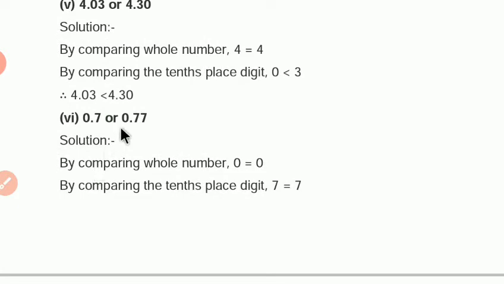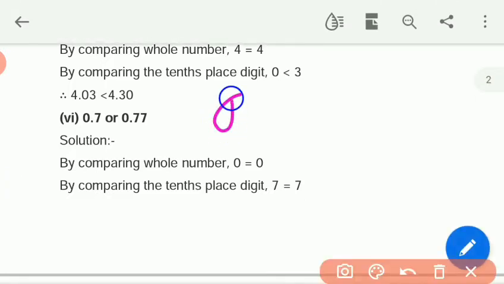Then 0.7 or 0.77. First we'll compare its whole number. Both are having 0, which means 0 is equal to 0. Then we'll compare its next place. 7, 10th place. Both are having 7 in the 10th place digit. So again 7 is equal to 7. Now you can see that here 0.7 is given. It means it is equal to 0.70. If there is no digit given, it means there will be 0 only.